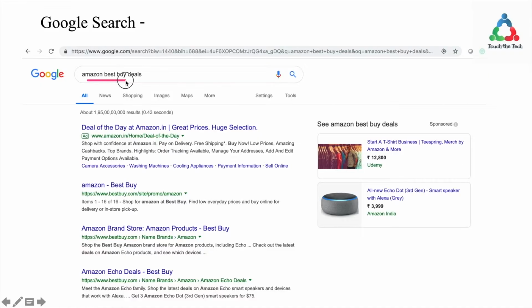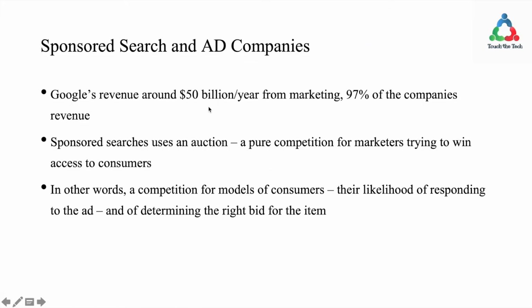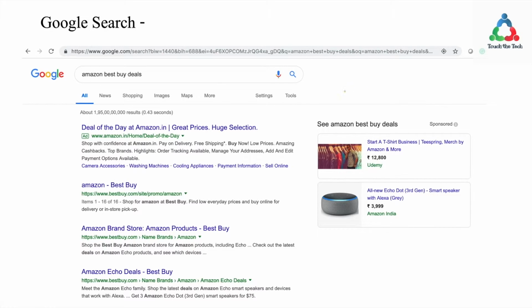Whenever you go to Google and search something, you can see so many advertisements related to it. For example, I have typed Amazon best buy deals, and you can see that whatever is related is popped out. So Google makes use of data science to the maximum. It has been said that only by marketing and putting up advertisements, Google earns about $50 billion per year. That is a huge revenue made only through marketing, which is done by data science.